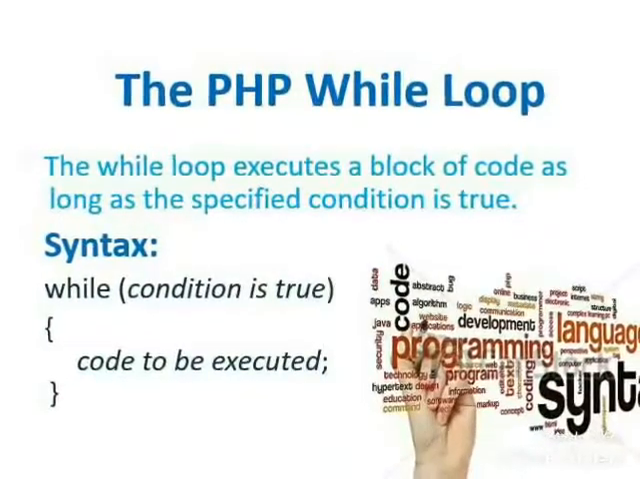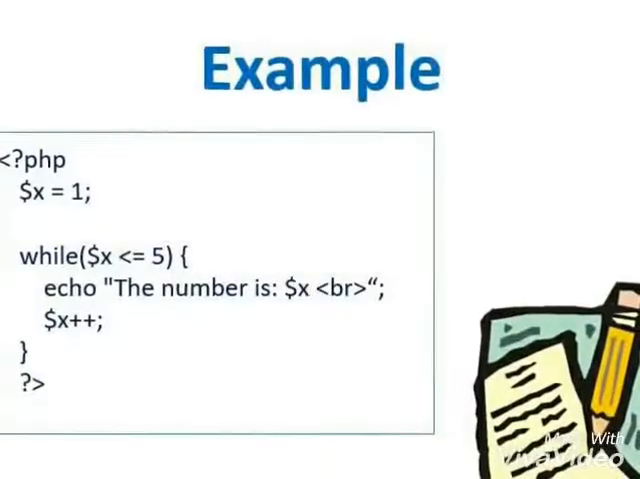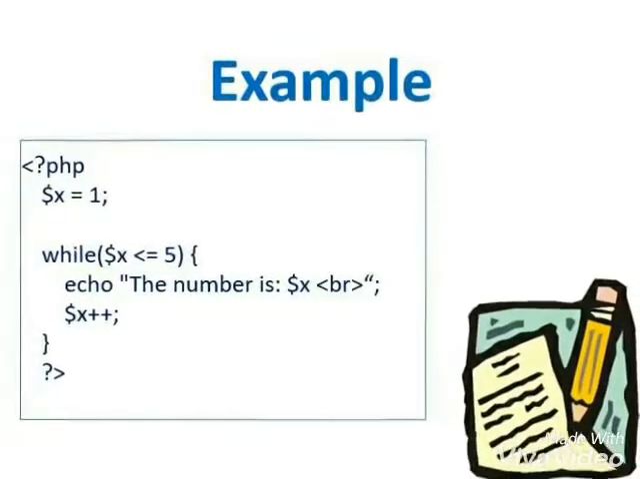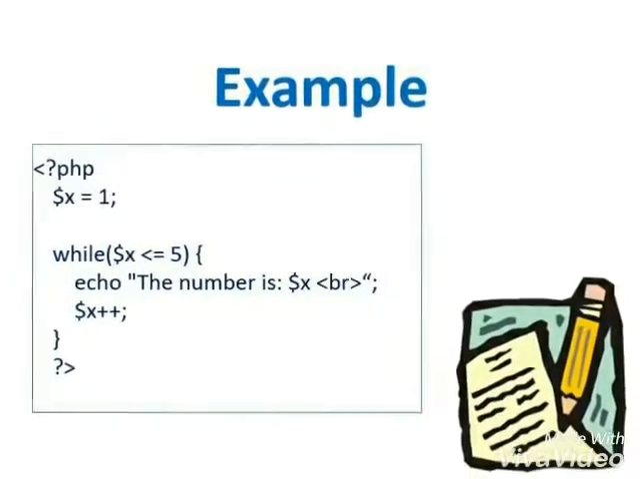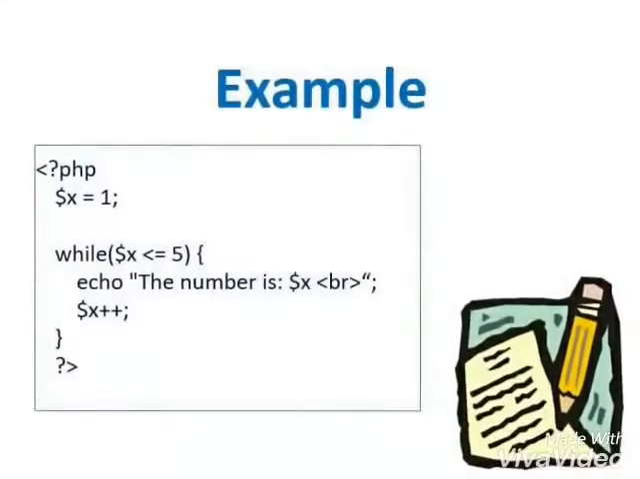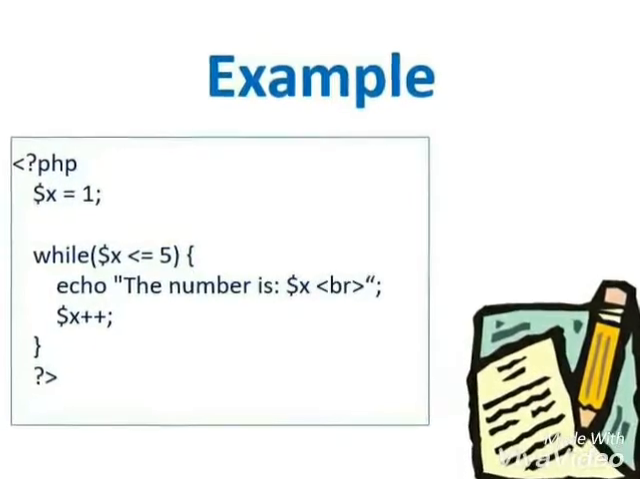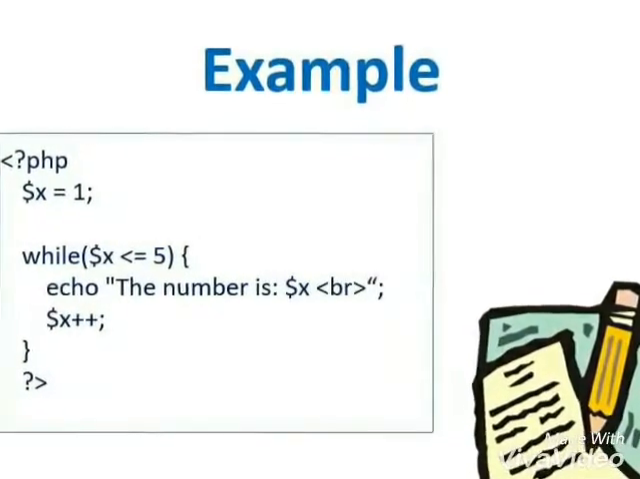The example first sets a variable x to 1, x = 1. Then the while loop will continue to run as long as x is less than or equal to 5. x will increase by 1 each time the loop runs, x++. This is the example.